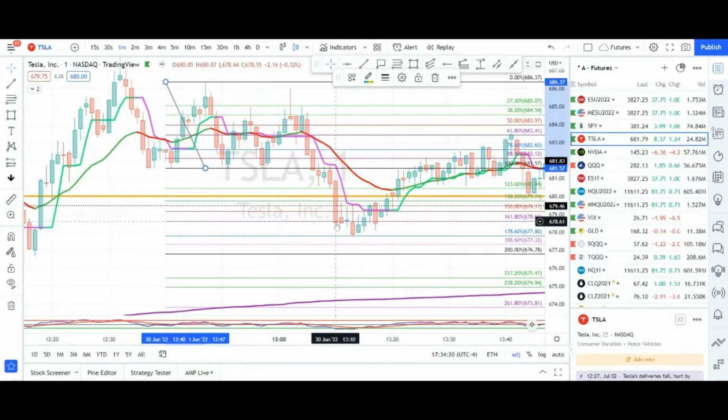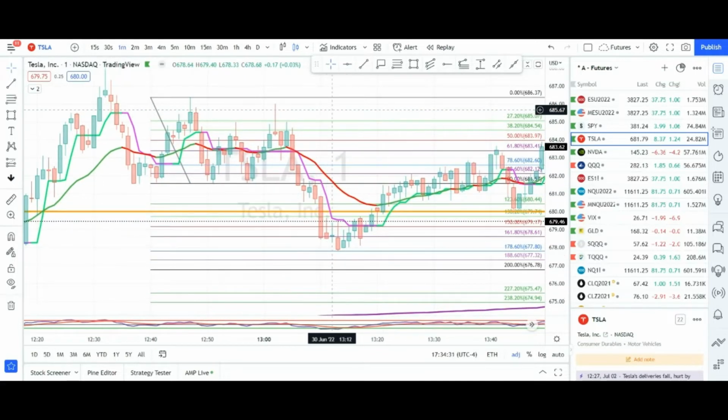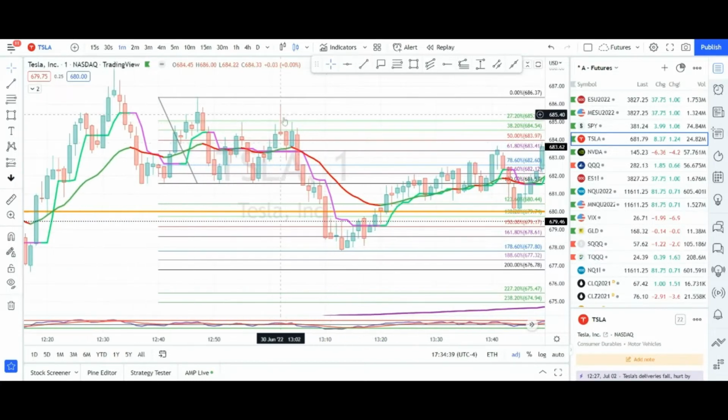Same, 161.8. This time it reached up to 178.6. I don't care. My target is 150 to 161.8. Get out from the trade. Don't go in the trade again in the same trend.